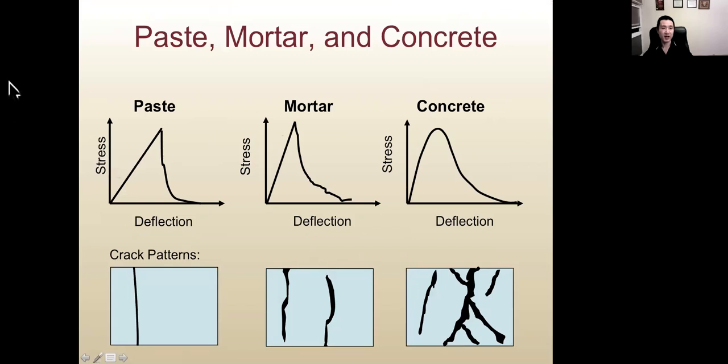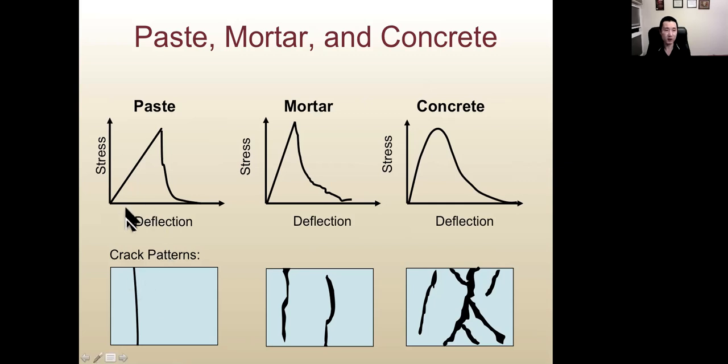And because of that, let's look at the fracture behavior of cement paste, mortar, and concrete. For paste, we only have cement mixed with water. For mortar, we have cement paste plus sand particles. And for concrete, we have paste, sand, and also coarse aggregate. So assume all the materials have the same water to cement ratio and other mix proportions.